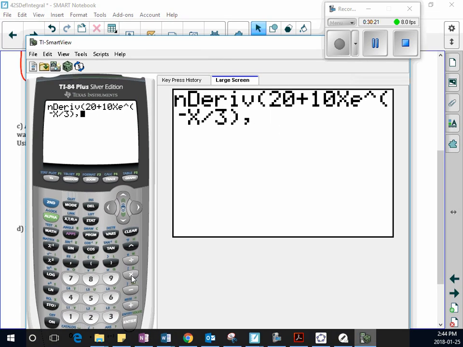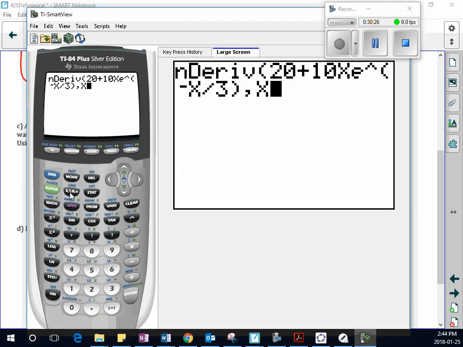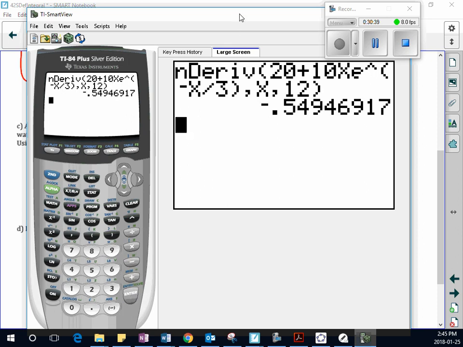How do you do two variables? There's no two variables in there. What are you talking about? Comma 12. No, I have the old-fashioned one. Can you show how to do that?